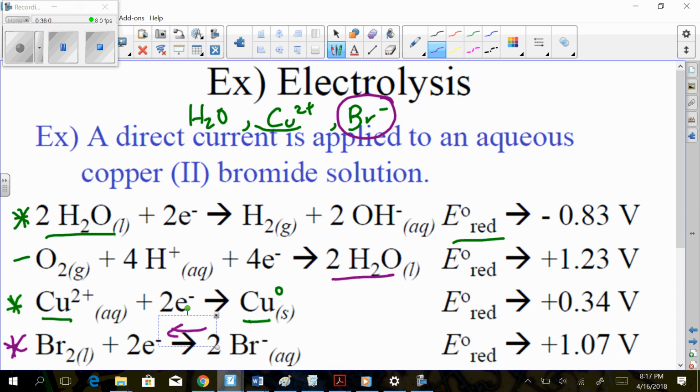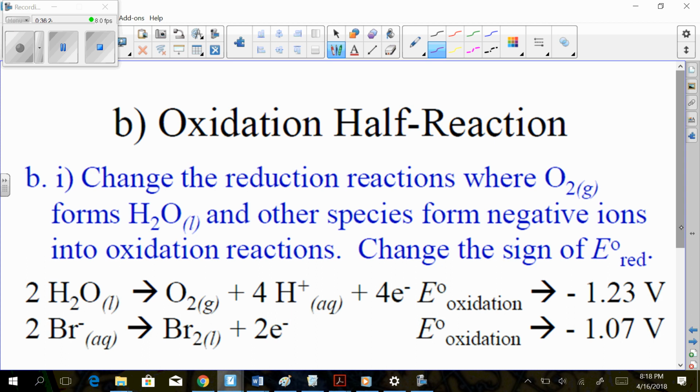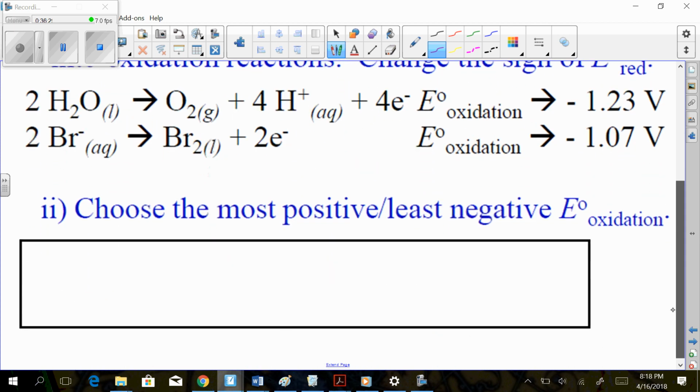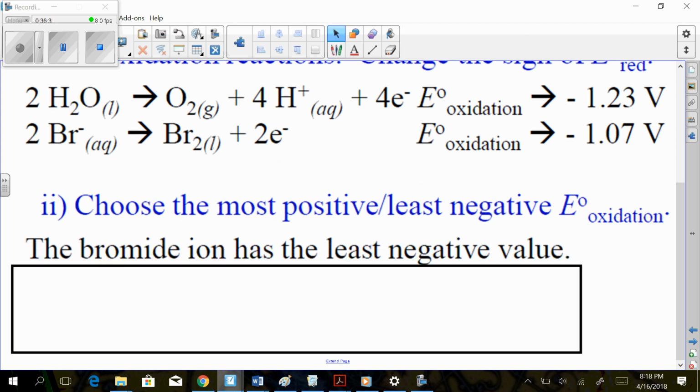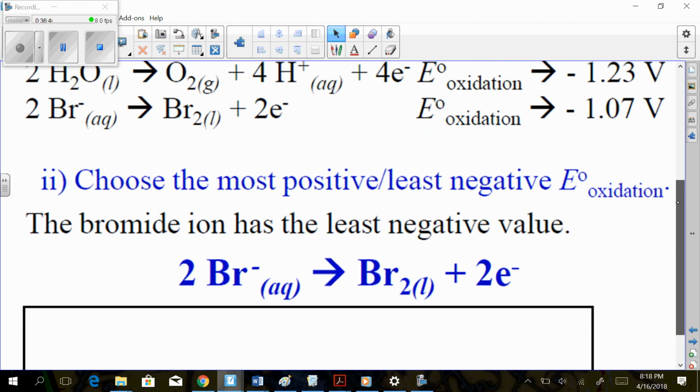The other one involves water, and it would go that way. Now, we're going to go up a couple slides where this reaction is flipped, and as well, these reduction potentials will also be flipped so we can find the most positive oxidation potential. We have those two reactions to compare. We're going to choose, again, the most positive, or I guess the least negative in this case. The bromide ion has the least negative value.